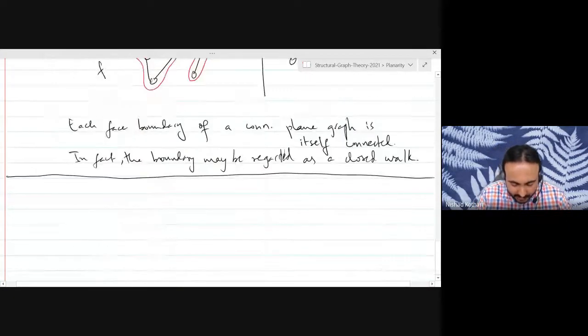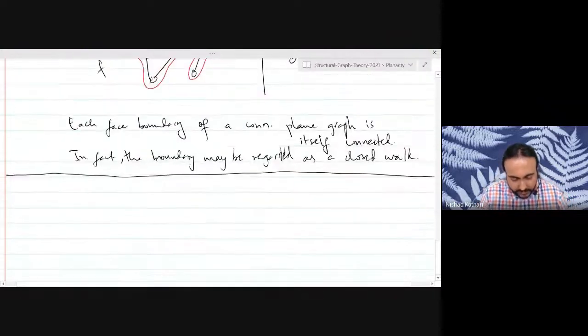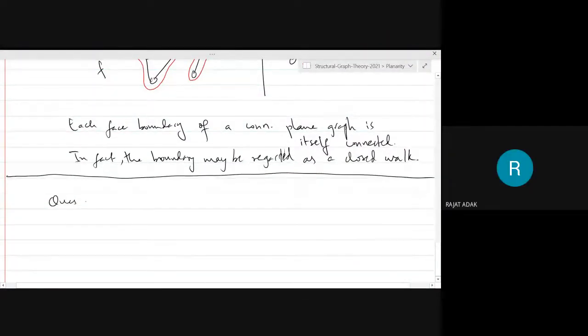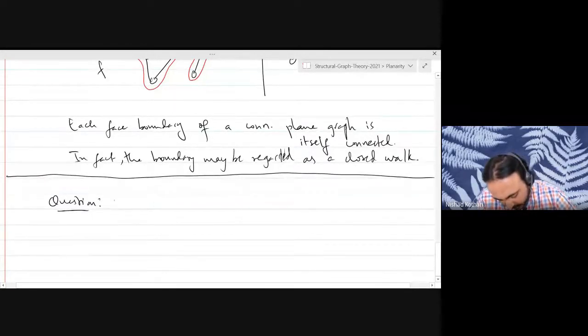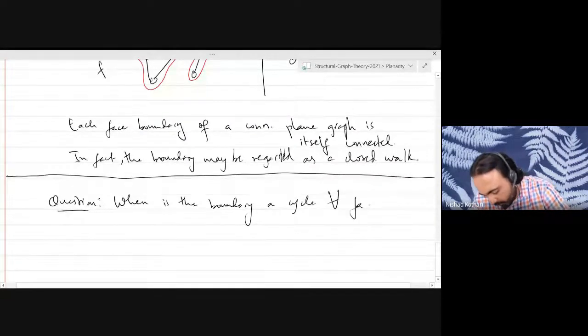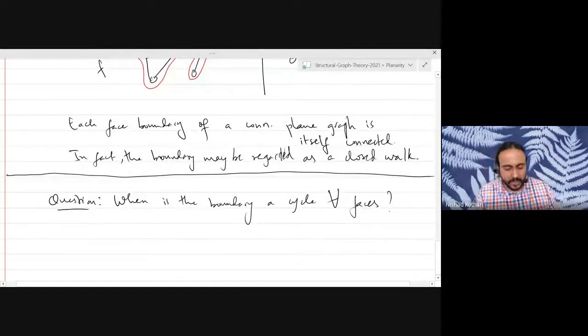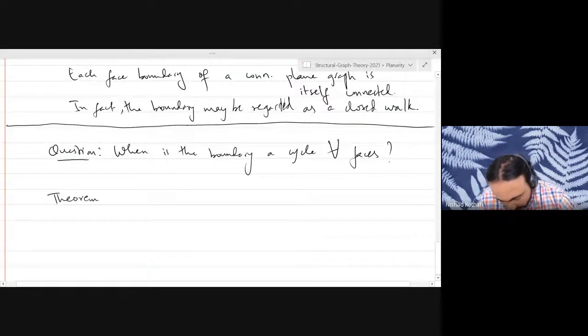And that is the question I want to ask next. So when is the boundary of each face a cycle? When G is 2-connected. That's right, exactly. So the question is, when is the boundary a cycle for all faces? And the answer to that is indeed the next theorem, 10.7.